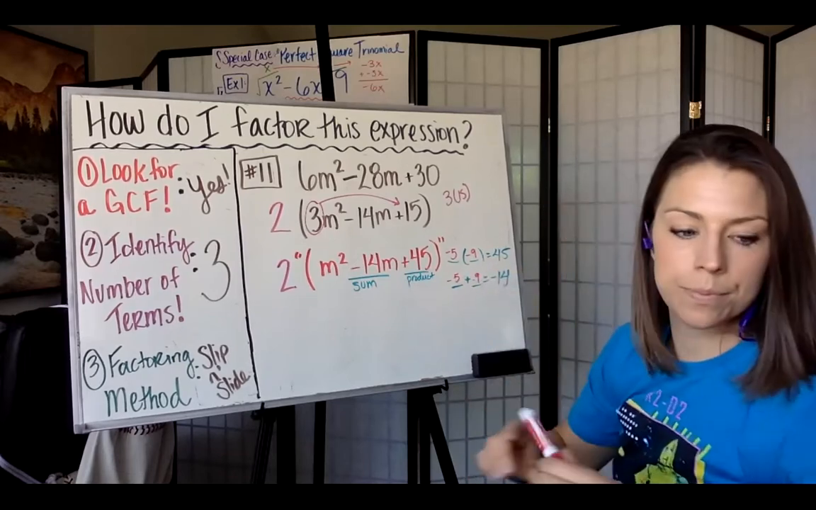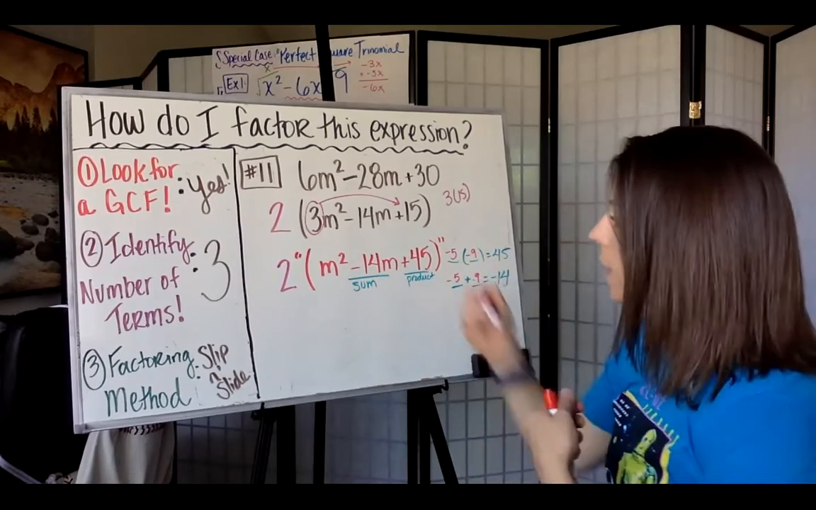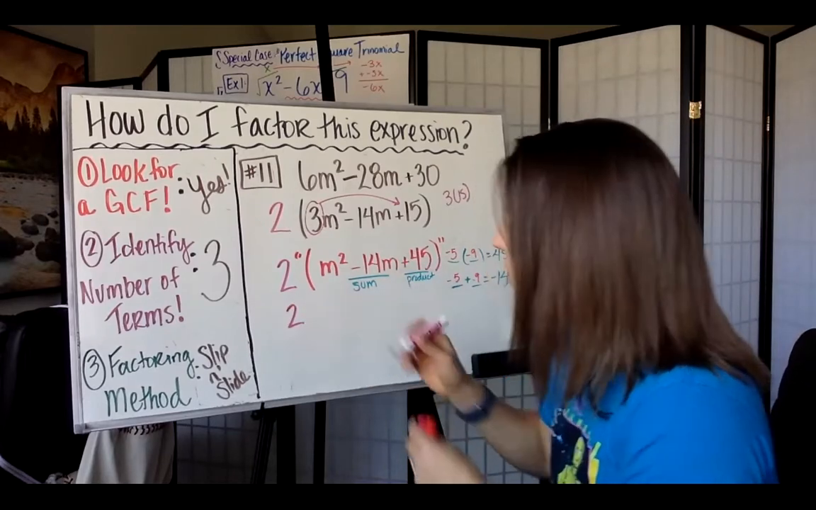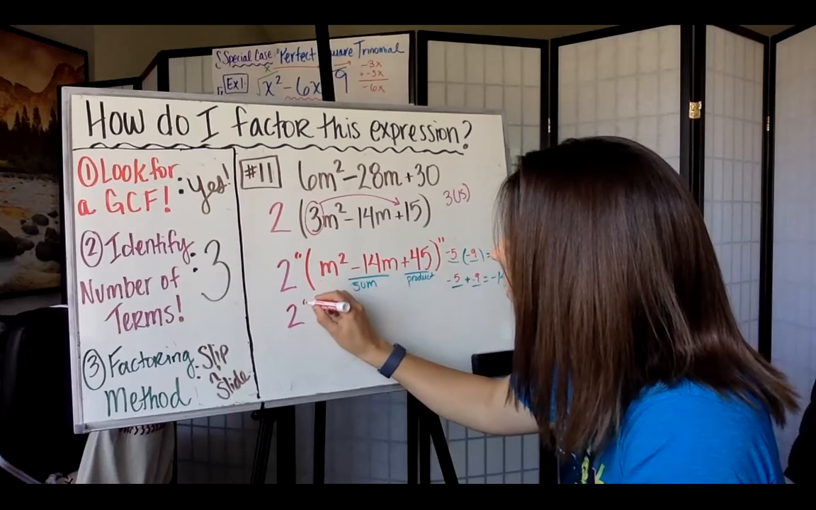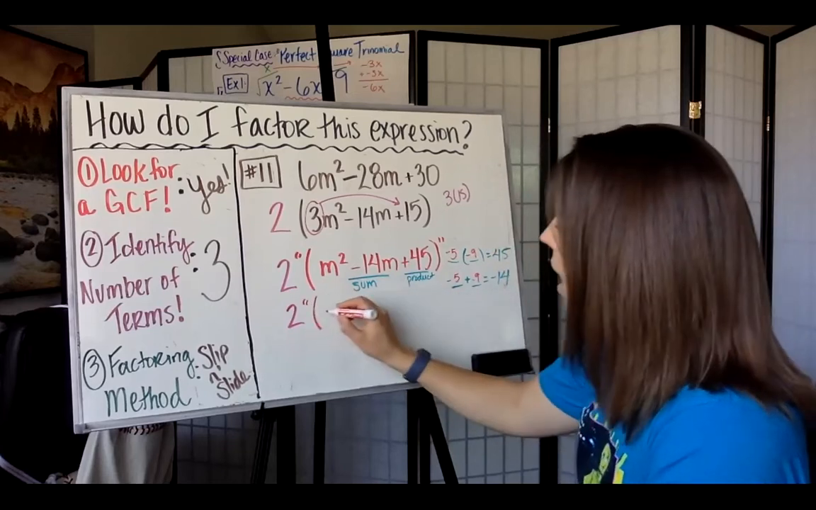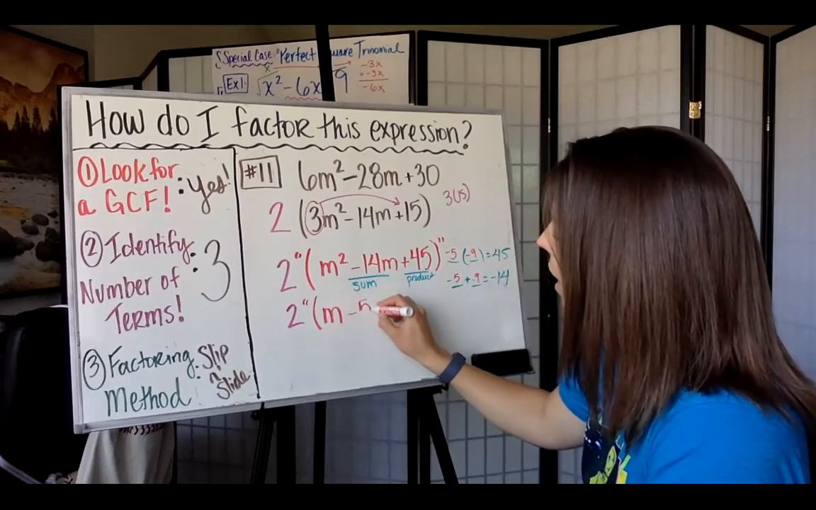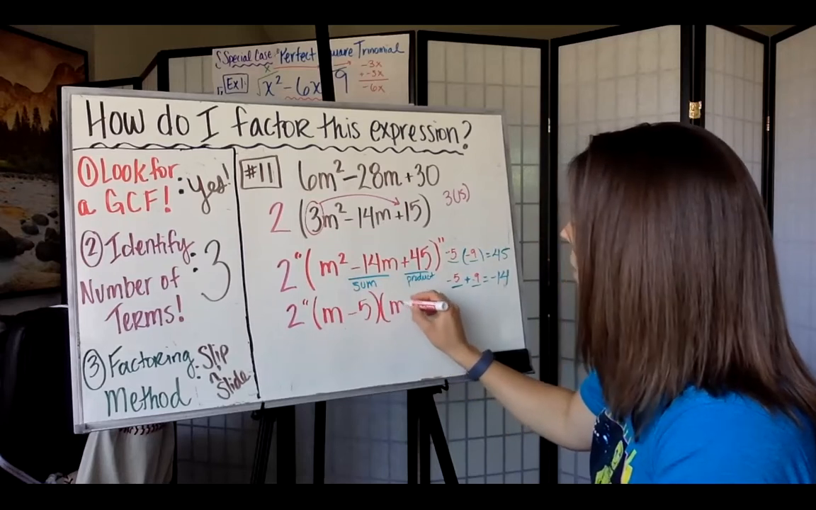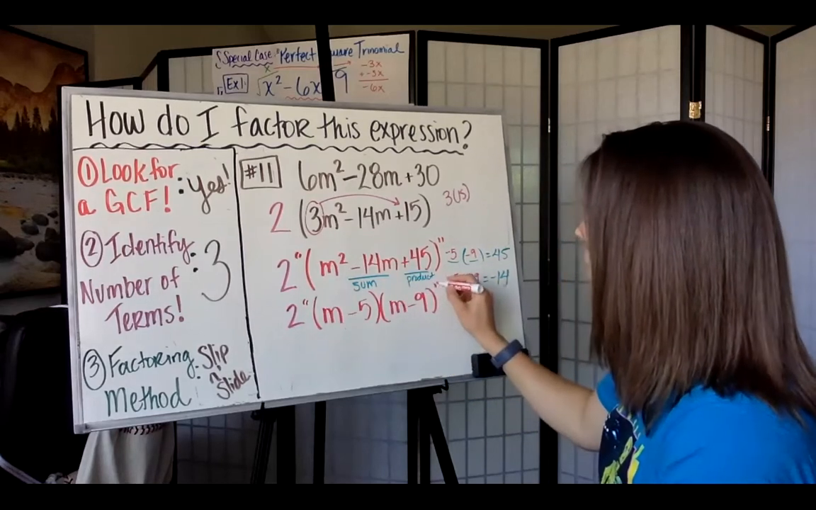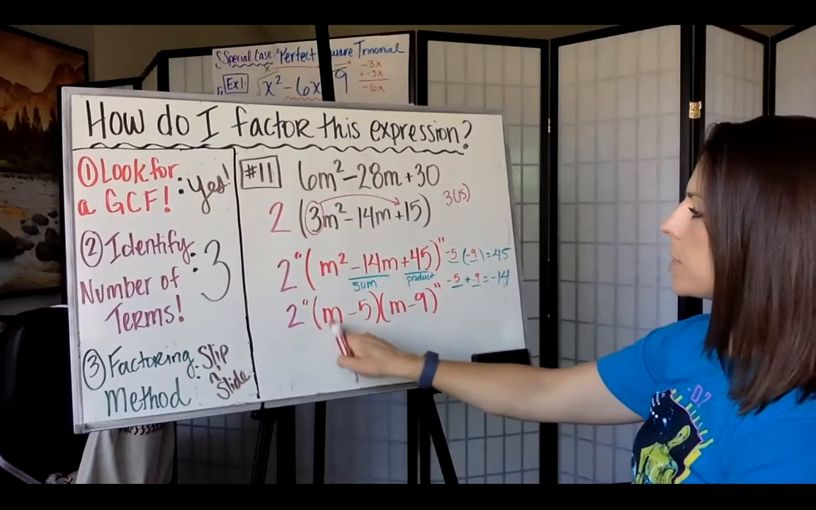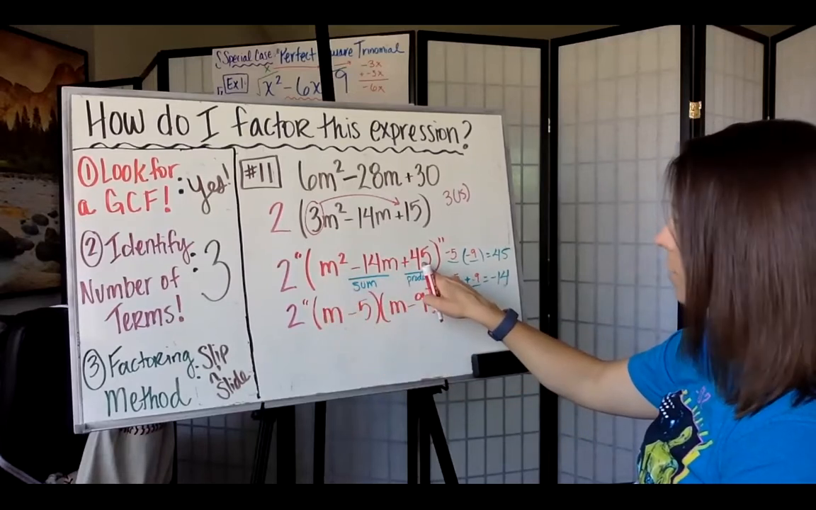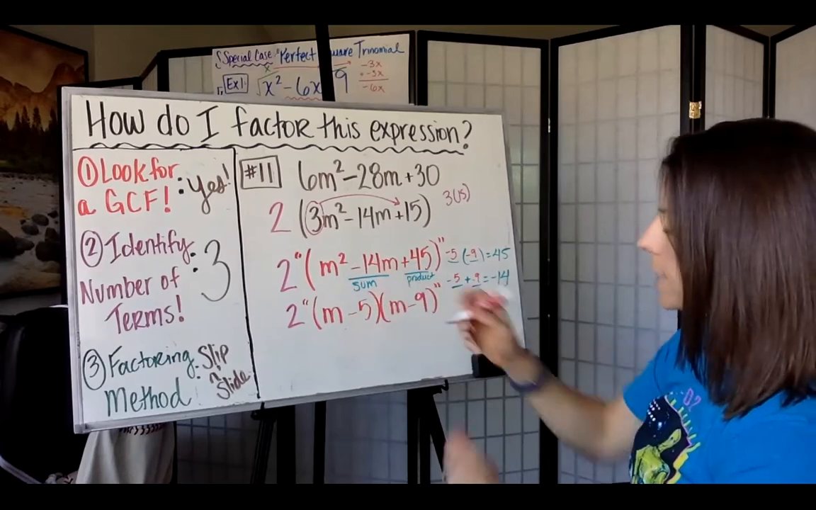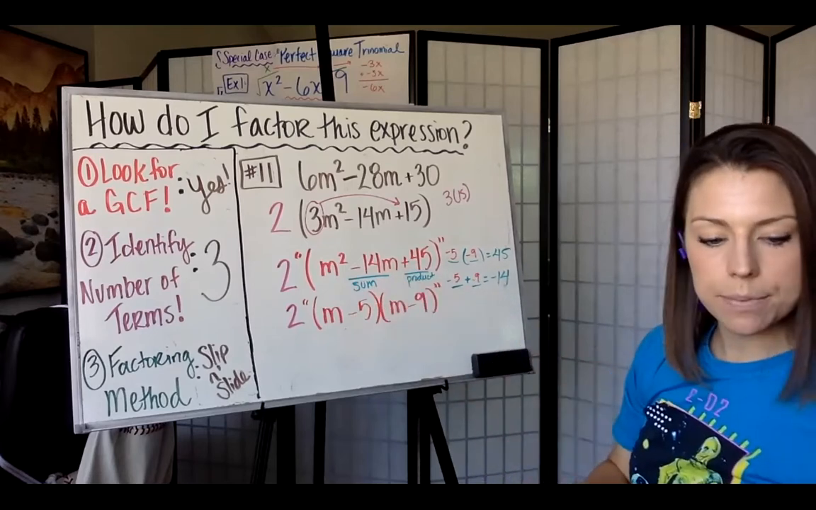All right. So I'm bringing this down. Again, 2 is still part of it. Don't forget about that 2. Then I'm in my alternate universe here. m minus 5 and m minus 9. Where did I get the 2 m's from? m times m is m squared. Negative 5 times negative 9 is positive 45, and negative 5 plus negative 9 is negative 14.